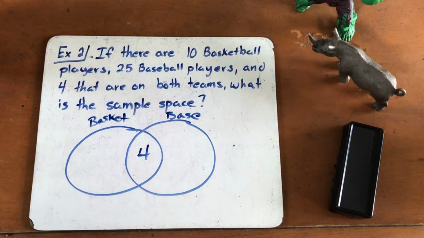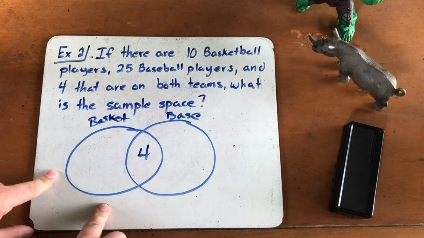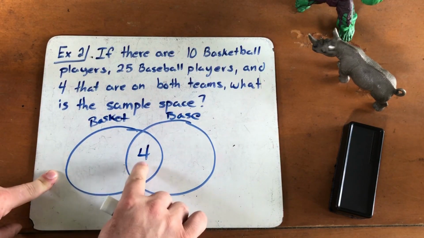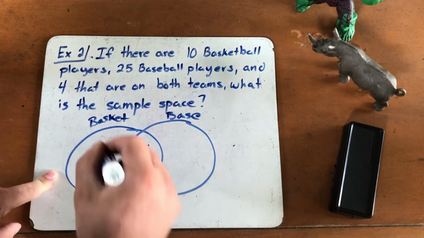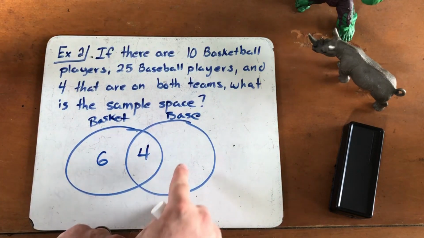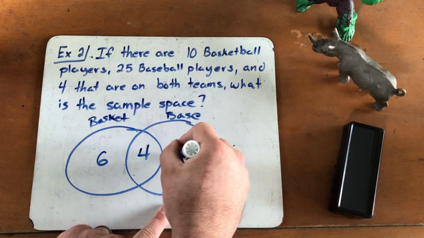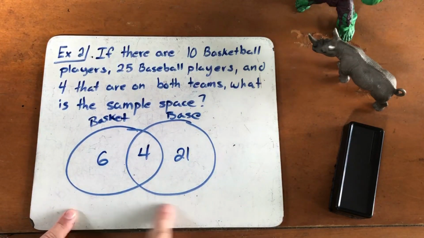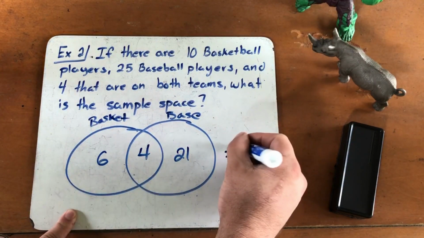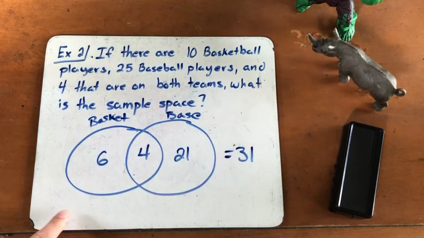When we're trying to figure out the sample space, basketball has 10 people. We've already counted 4 of them. That means there are 6 more. When I look at baseball, there's 25. We've already counted 4 of them, so there's 21 more. So when I set this up, that gives me a total of 31 people.